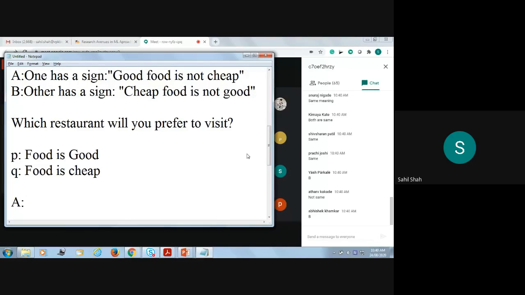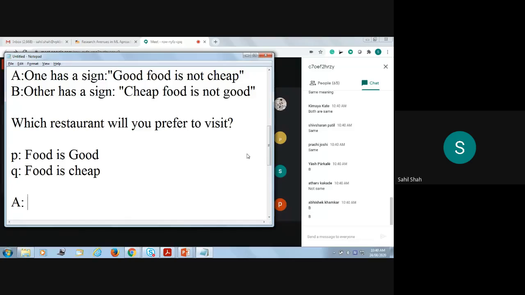Should we use a conditional? Okay, somebody is saying not same. Yes, someone is saying B. B is good, cheap food is not good. So you will visit restaurant B over A. Viraj is also saying B. Okay, B, B. Abhishek Khamkar is also saying B. So those who were saying same, let me tell you how to check.